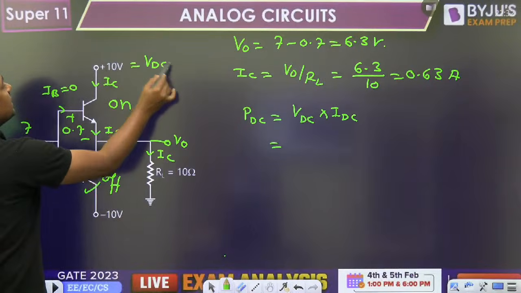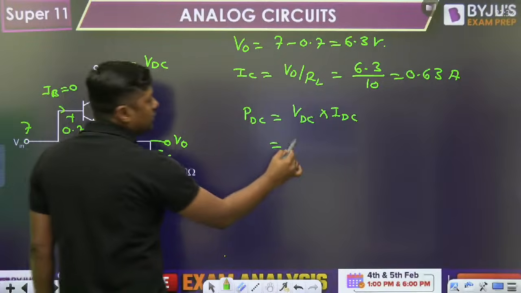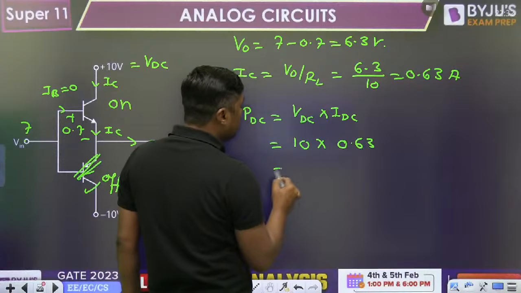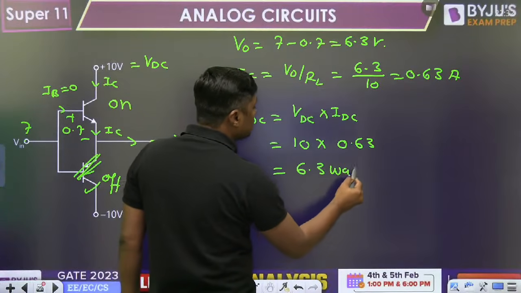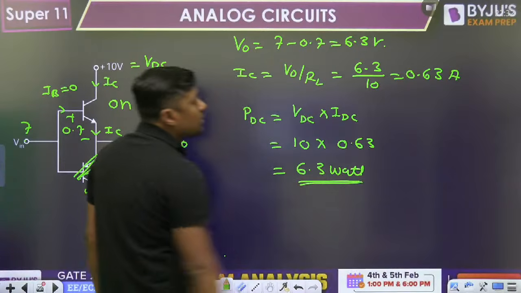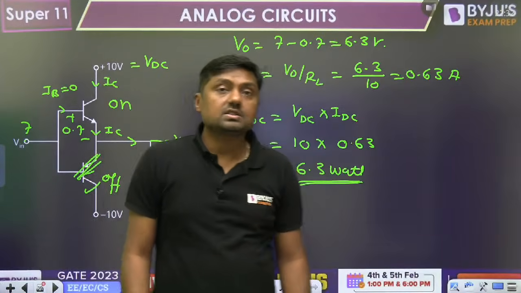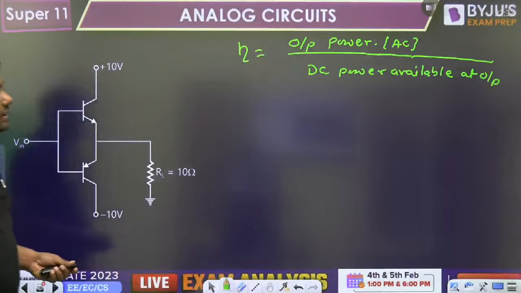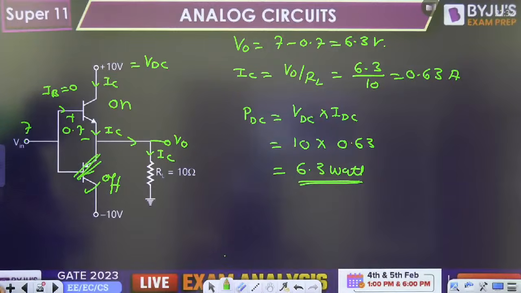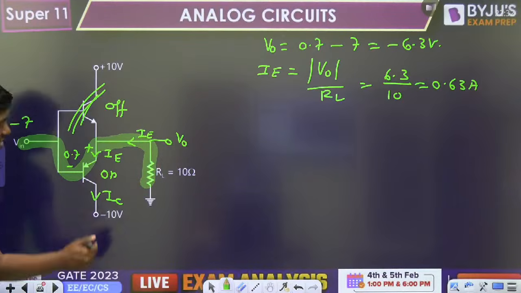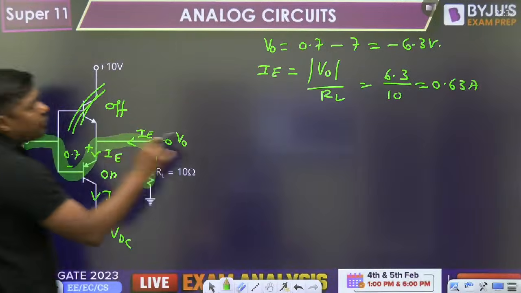This is the DC battery that will provide you the current IC, 10 volt. What is the current provided? 0.63. So it will become 6.3 watt. That is the DC power. Right? Now, this is the DC power provided. Similarly, in the second instant, what is the DC power provided by this battery? This is the DC value and this is the DC current. Again, we are going to get the same power.